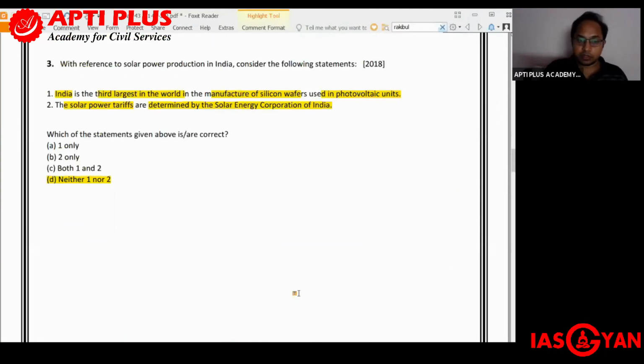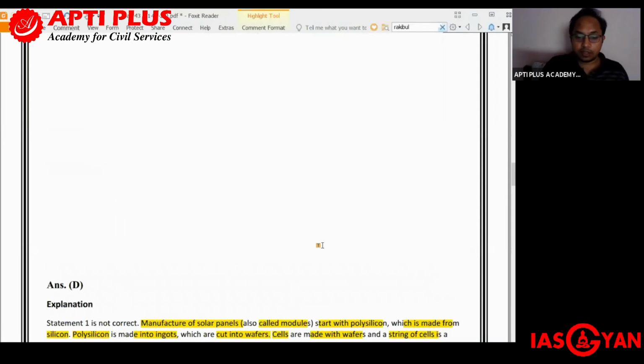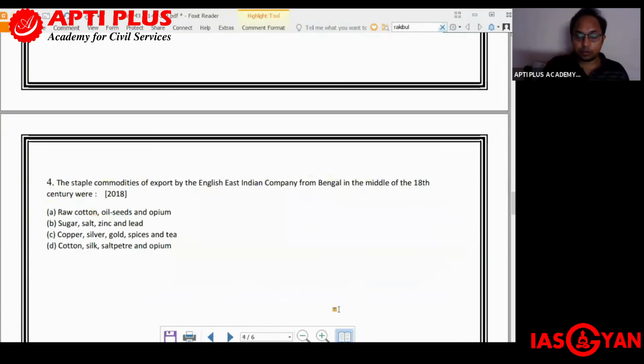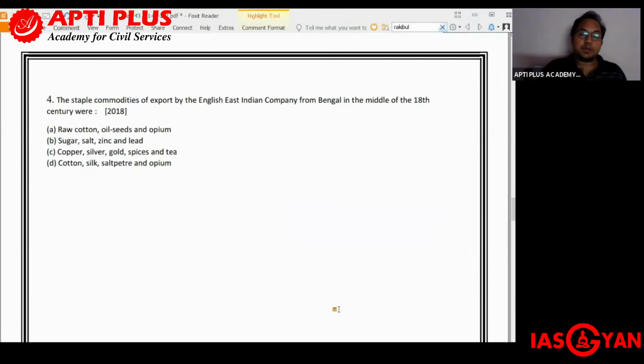So it is done through the Central Electricity Regulatory Commission or the State Electricity Regulatory Commission, or through competitive bidding, not through the Solar Energy Corporation of India. Next, moving on to the fourth question.